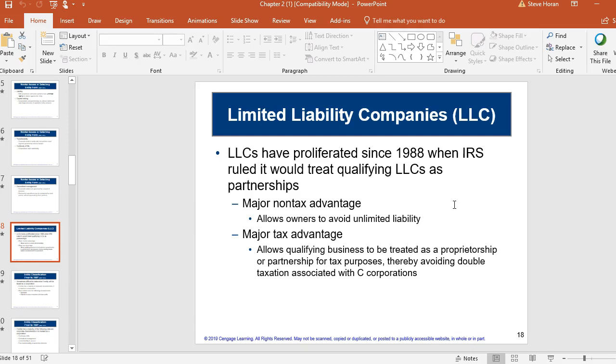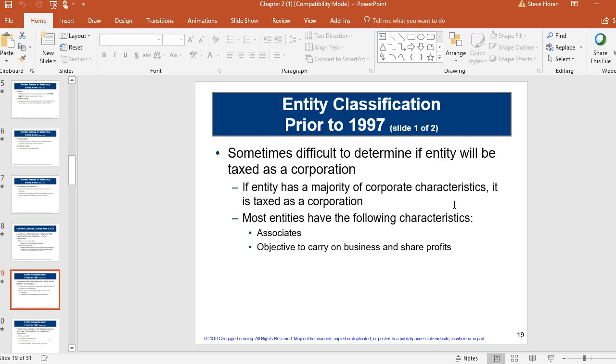The tax advantage, again, it's a flow-through entity. If the business itself does not pay tax, the owners do. It avoids double tax. So it's a very popular business form, probably the fastest growing business form that's been out there. The book mentions a few things about entity classification from many, many years ago.